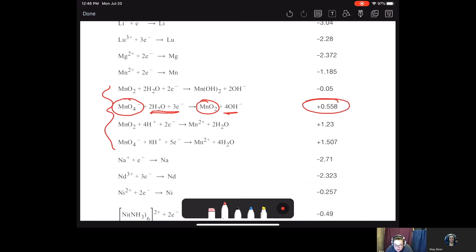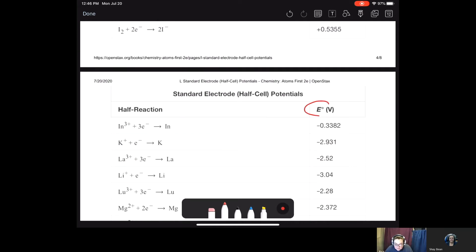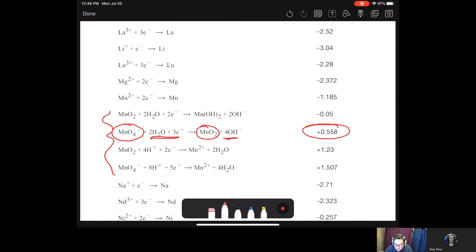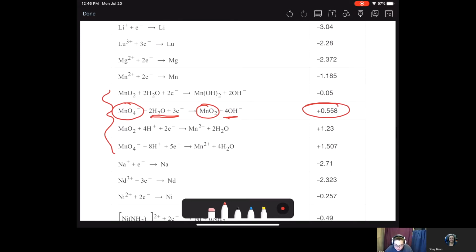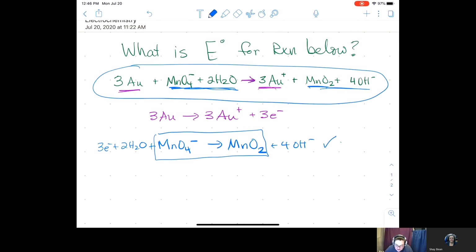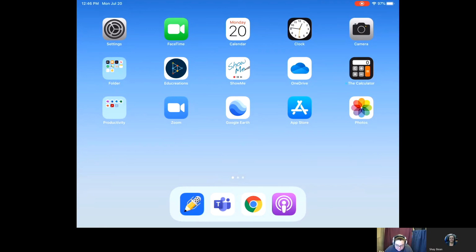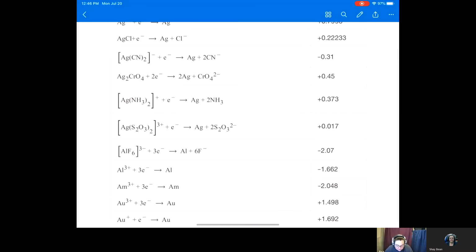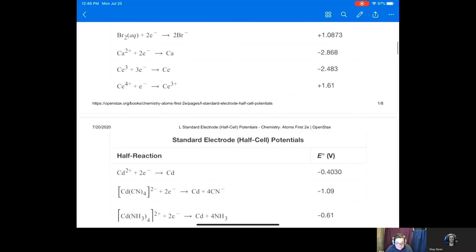And you'll notice here that the E naught for this half reaction is 0.558. So let me do it this way, and write 0.558 volts, and it was written in this direction. Ooh, no, it wasn't. Let's double check that. It was not written in this direction. I don't know if there's an easier way to do this. Oh, shoot. I lost it.